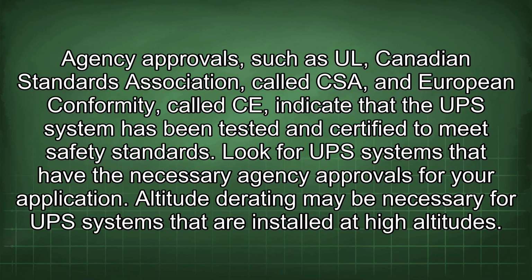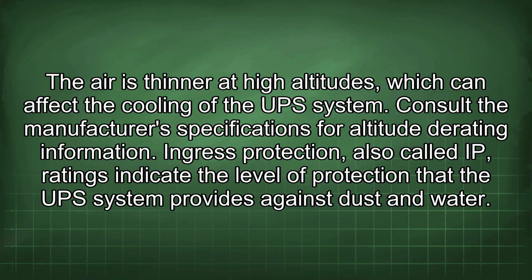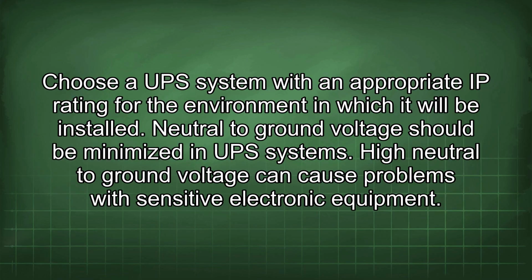Altitude derating may be necessary for UPS systems that are installed at high altitudes. The air is thinner at high altitudes, which can affect the cooling of the UPS system. Consult the manufacturer's specifications for altitude derating information. Ingress protection, also called IP, ratings indicate the level of protection that the UPS system provides against dust and water. Choose a UPS system with an appropriate IP rating for the environment in which it will be installed.